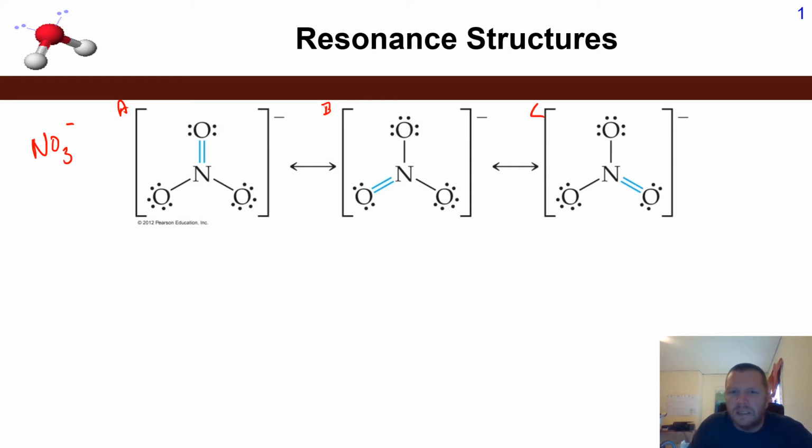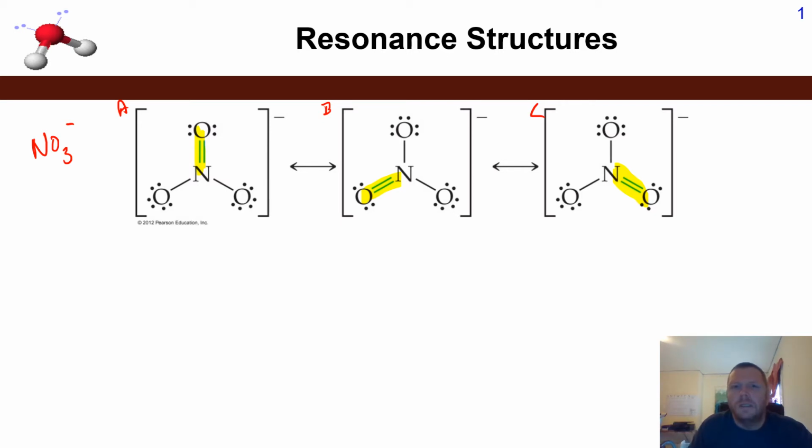Now, what makes these different from one another is the placement of this double bond right here. So in model A, we've got this double bond between nitrogen and oxygen in kind of that 12 o'clock position, so pointed upward, whereas in model B, we've got it in, I guess that would be like the 8 o'clock position. And then in our third model, model C, we've got that double bond in, I guess that would be like the 4 or 5 o'clock position.